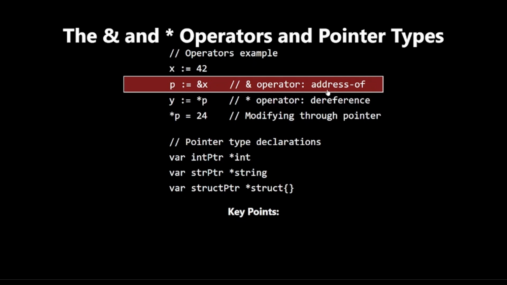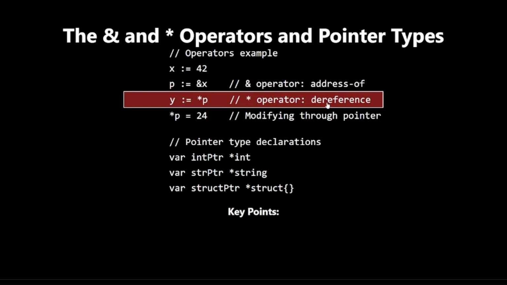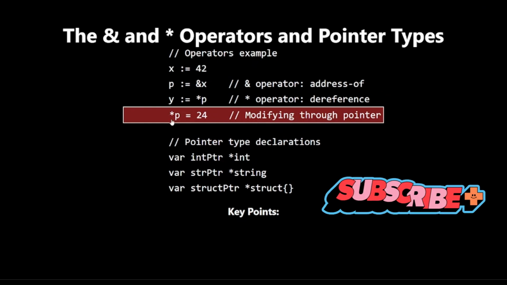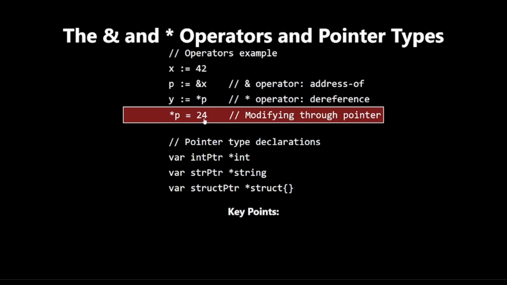Next, y = *p. The asterisk operator here is the dereference operator. It says, give me the value at this address. So y gets the value that p points to, which is 42. Finally, *p = 24. We are using asterisk again to change the value at the address p points to. This actually changes x to 24.